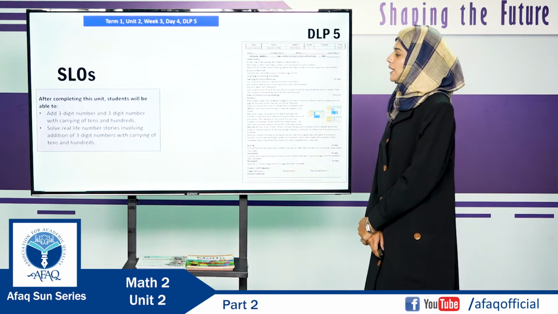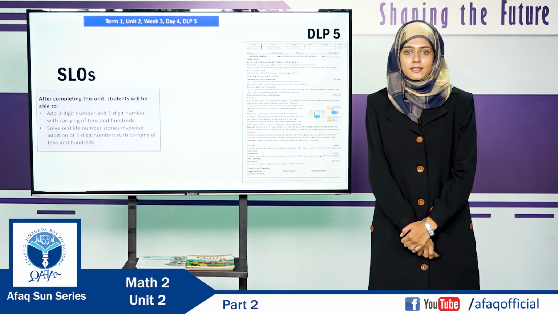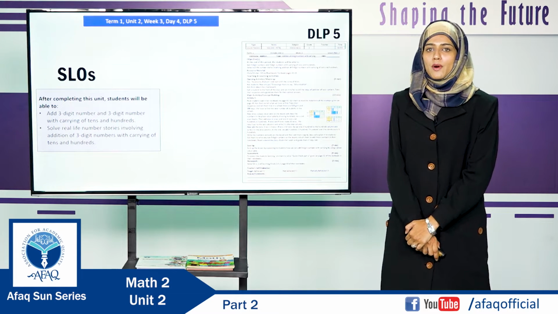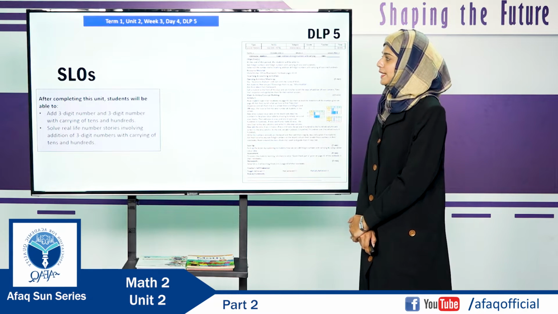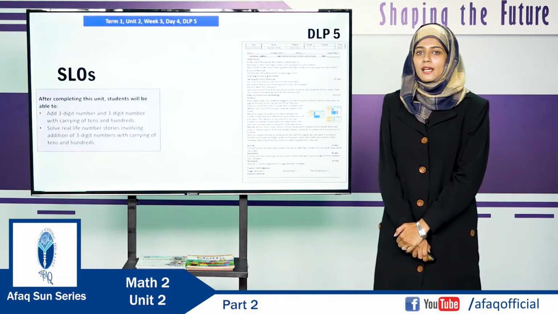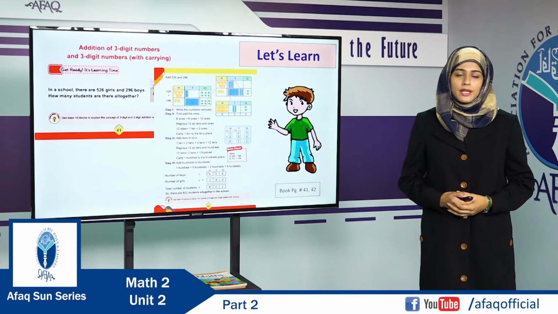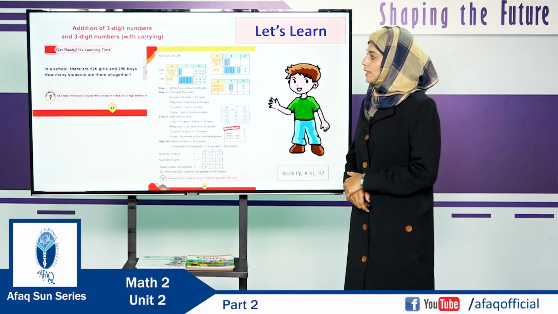In this SLO, we are going to add a 3-digit number and a 3-digit number with carrying of tens and hundreds. To cover this, the methodology has been provided in DLP5, which falls in Term 1, Unit 2, Week 3 of Day 4. Let's see the exercise. On page number 41 and 42, here is again a statement question. Read the statement very carefully.